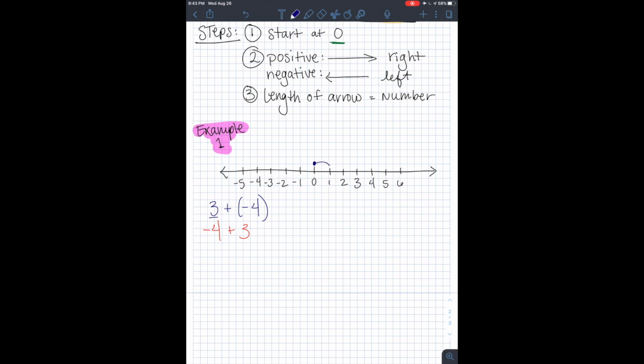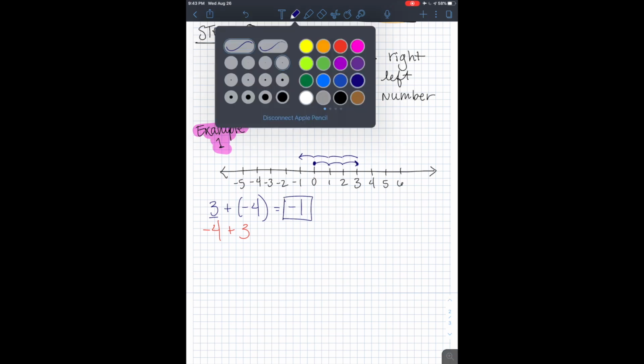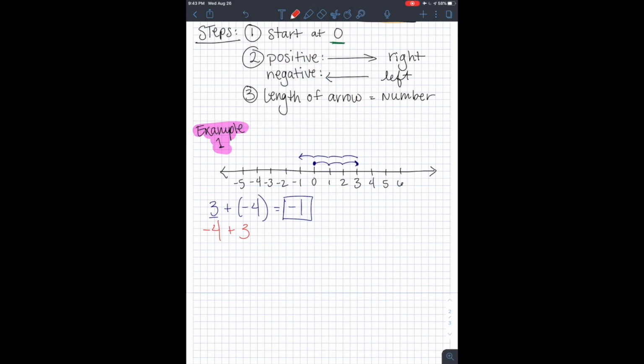So we're going to do blue first, and we're going to start at 0, and we're going to count to the right 3. So we did 1, 2, 3. You can do these little loop thingies, or you can just draw a straight line. And then we're going to start from where we left off at 3 and count to the left back negative 4. So I went a little bit too fast for me to narrate. So I would suggest pausing it and re-watching what I just did.